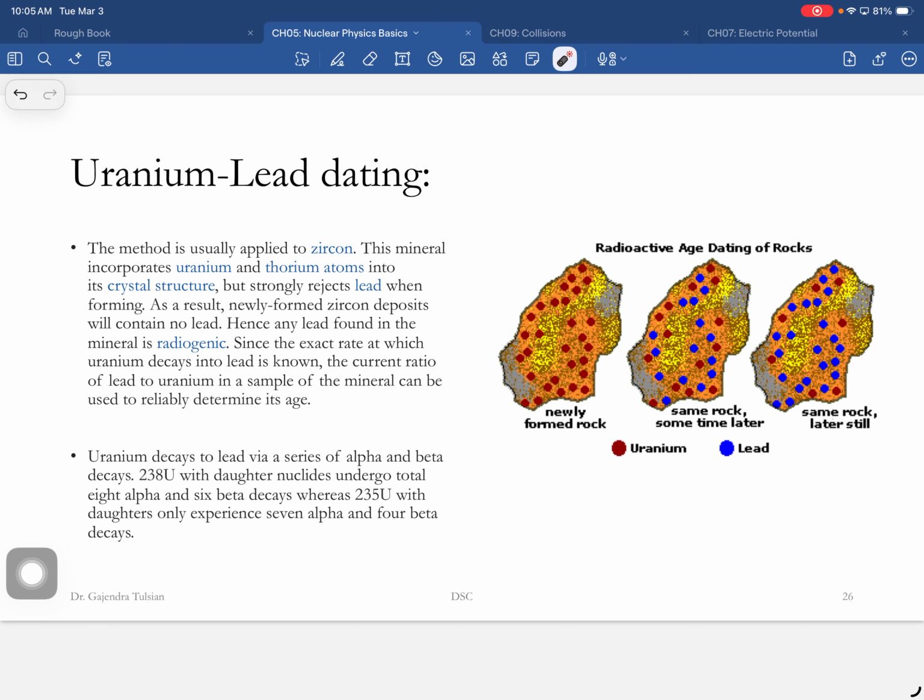All right, so let's say this rock formed out of lava that was spewed out. Okay, it had no lead, and now several years later, in this same rock, these blue atoms are lead. Now you're going to count the lead atoms in here, and you're going to count the uranium atoms. And here's the graph. So uranium-238 decays into lead-206. Uranium-235 decays into lead-207.